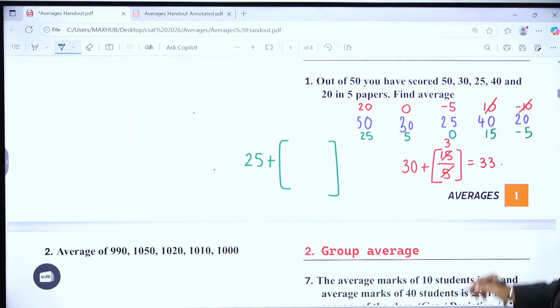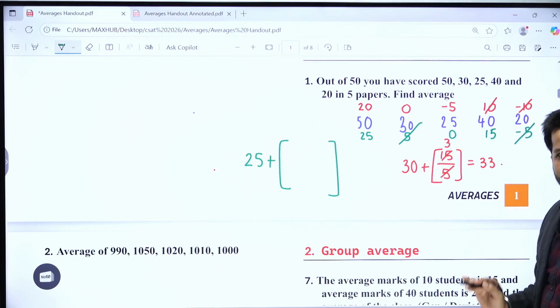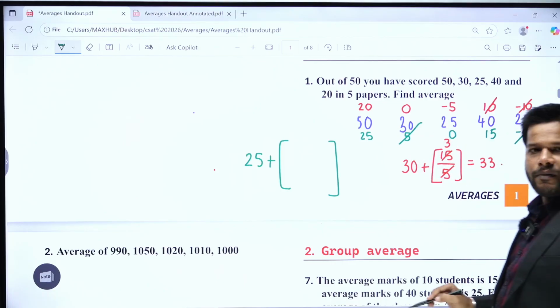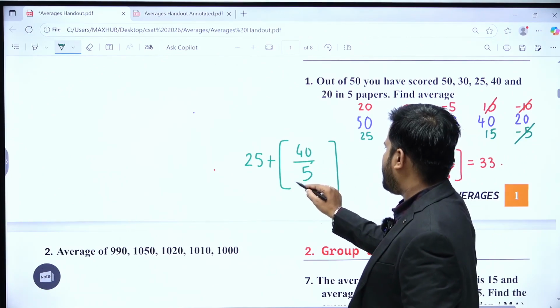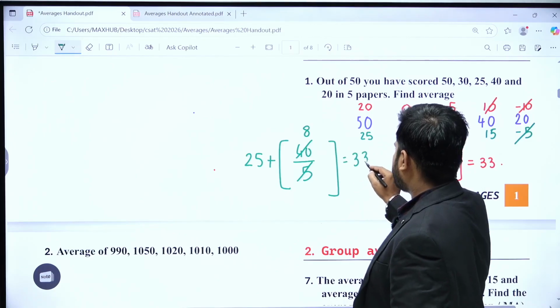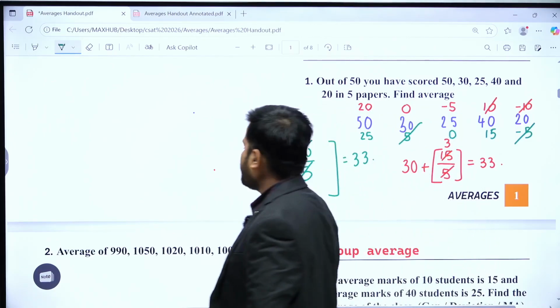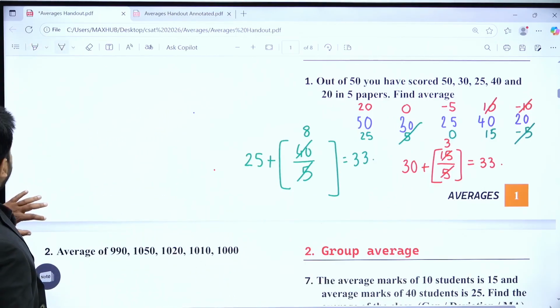Now add them up. Minus 5 plus 5 will get cancelled. 25 plus 15 will be 40. 40 divided by 5, the number of values, will be 8. So 25 plus 8 will become 33. Is it clear? You can take any of the cases possible. Now let us go to the next one.